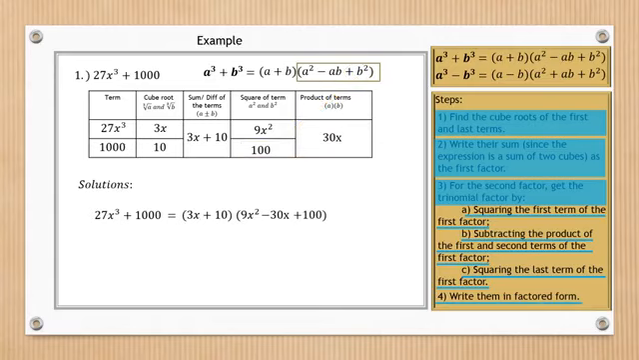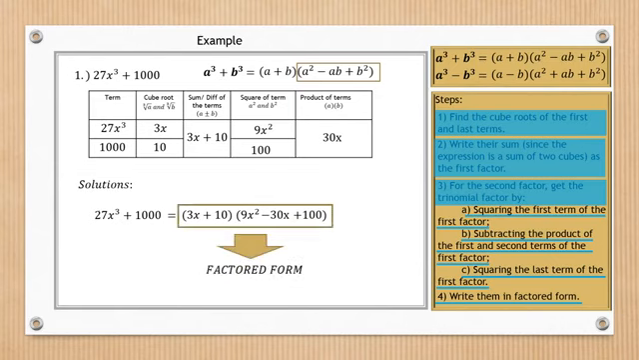And the last is to write them in factored form. Actually, this is now the factored form, so that is the answer. Therefore, 27x cubed plus 1,000 is equal to the factored form: open parenthesis 3x plus 10 close parenthesis times open parenthesis 9x squared minus 30x plus 100 close parenthesis.